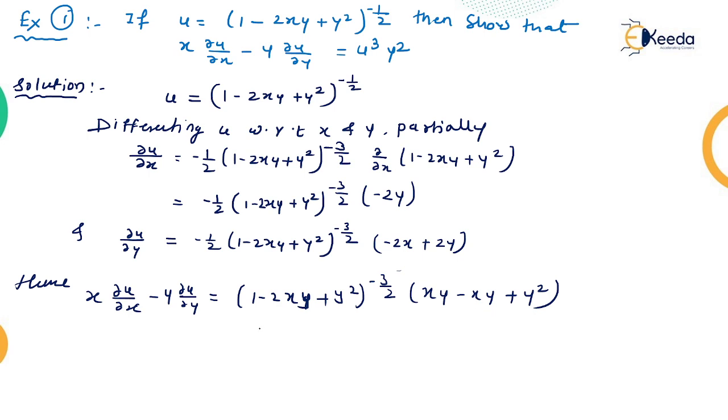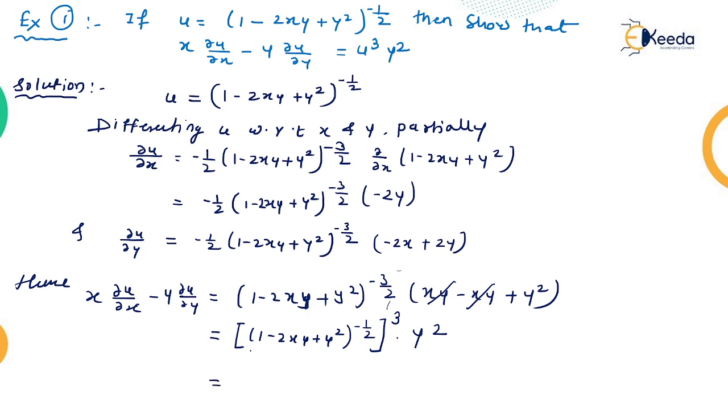So again calculating this, xy gets cancelled out here, xy gets cancelled out here, and y² is remaining. So therefore this is the bracket (1 − 2xy + y²), whose power can be written as minus 1 by 2, and we can take it as a cube, into y². We have to just adjust this whole term, guys.